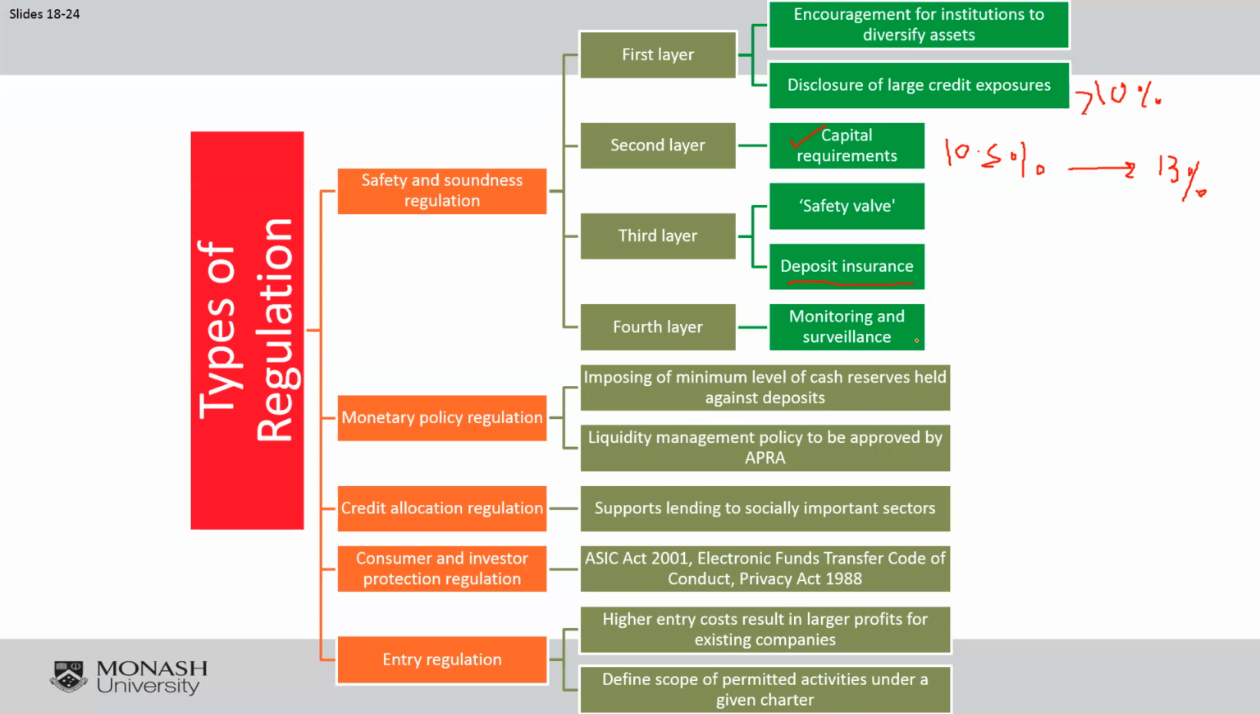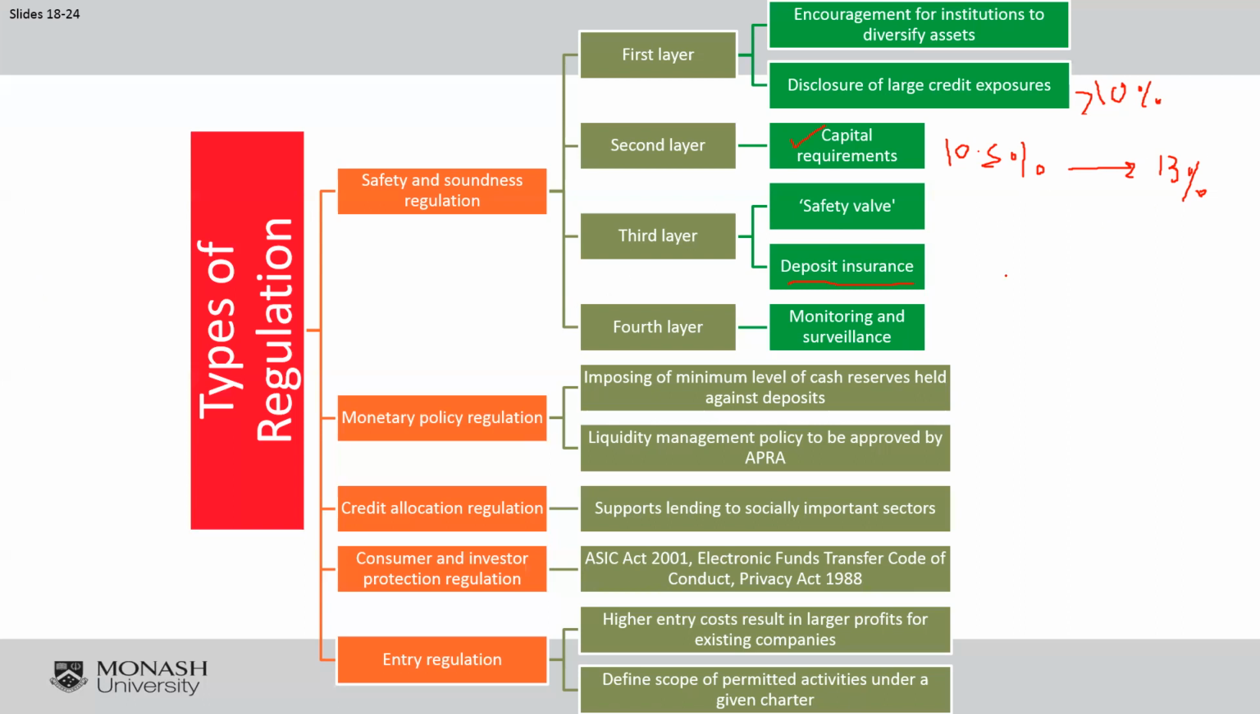The central bank, which is the regulator, also sends their people to check the banks. So this whole issue of monitoring is very important. The banks keep monitoring so they know where things are going, and they can take action in due course before the bank collapses. Now, this is the safety regulations, which is the fourth layer.